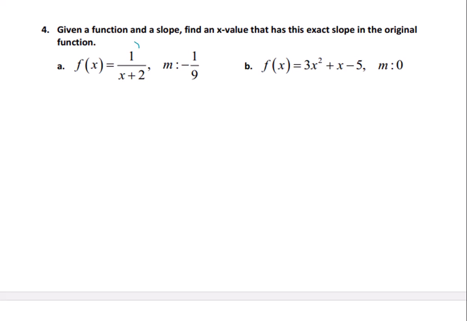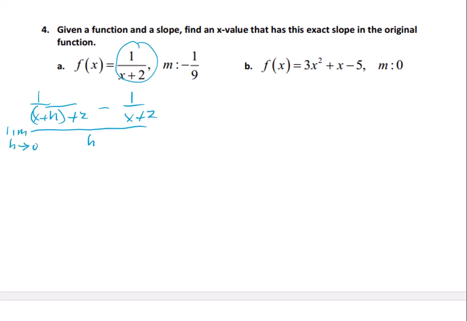So my f of x is this. So every place I see an x, I'm going to put x plus h. So I've got 1 over x plus h plus 2. There's my y2 minus my y1, and all that's over h. And we want the limit as h goes to 0.